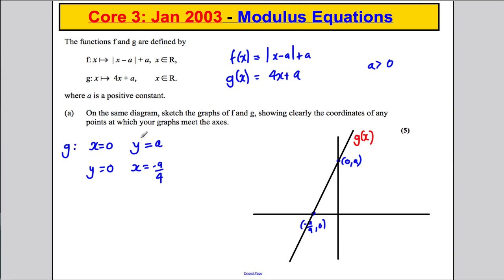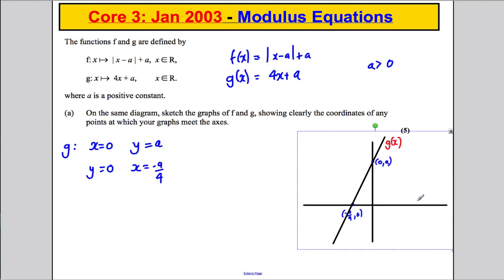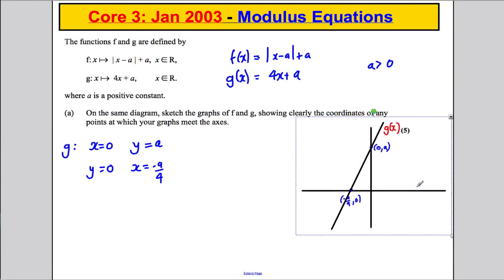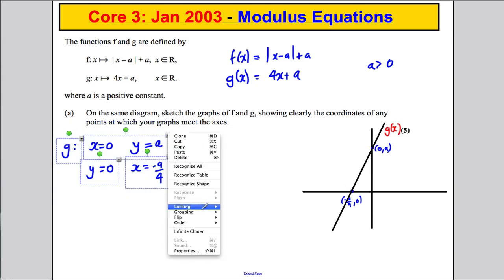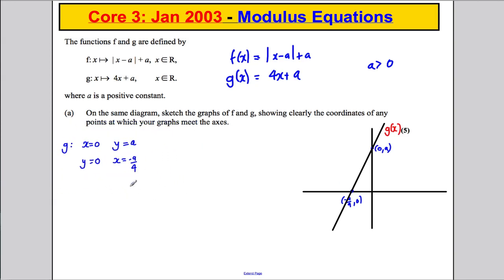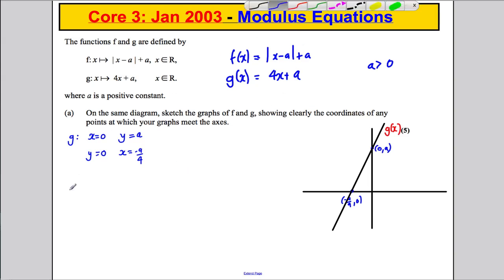Okay, now, potentially the harder part here. Let me just actually make this a bit smaller so we've got a bit more space. So there we go. Now the harder, more difficult part. Make that a bit smaller as well. That's the working for g. Now let's deal with f. Now f of x is the modulus of x subtract a, plus a.